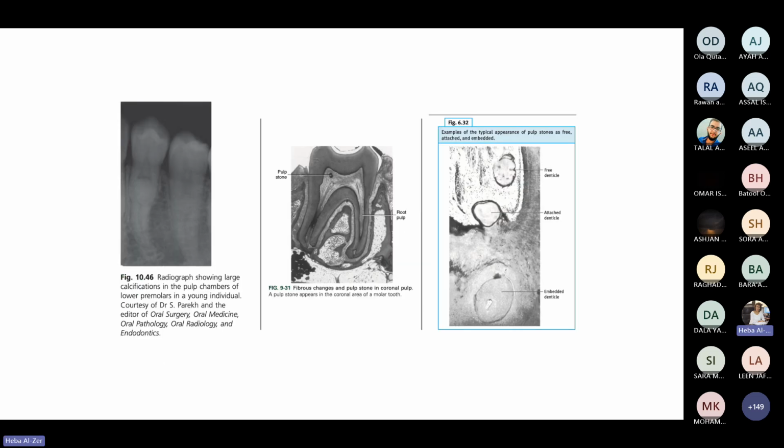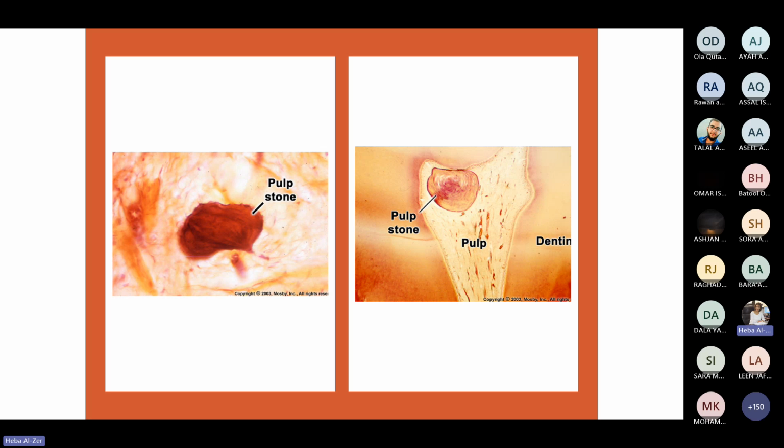The only problem with these is that when the tooth needs root therapy, they make the root therapy complicated. As you can see here, this is a dental pulp stone. This is an embedded pulp stone inside the dentine. This is an attached one, attached to dentine, and this is a free one. Another histological section to show them. So this is a free pulp stone, and an attached pulp stone.